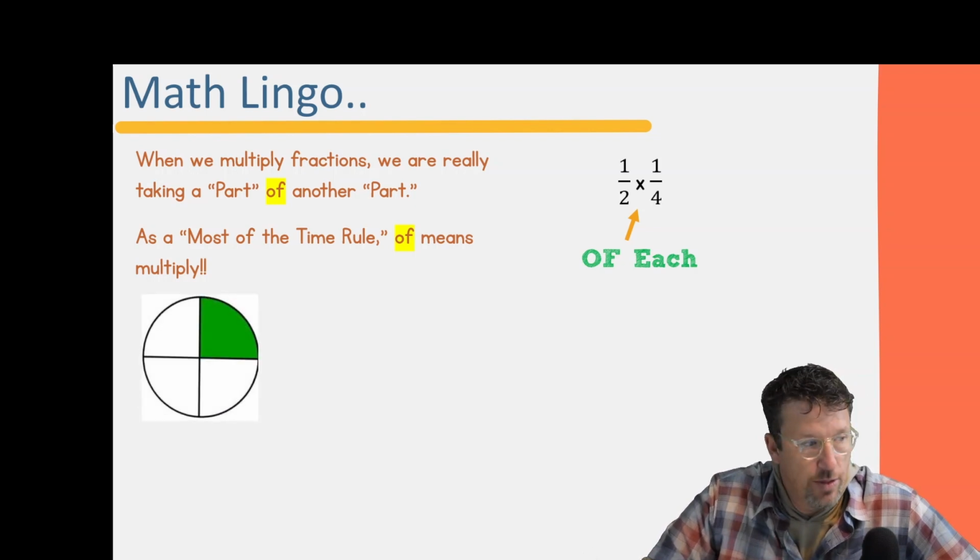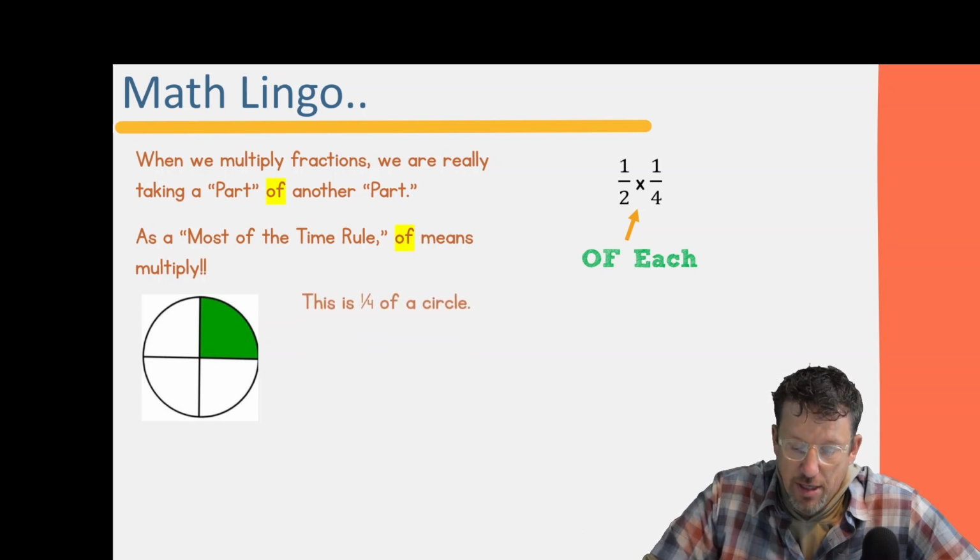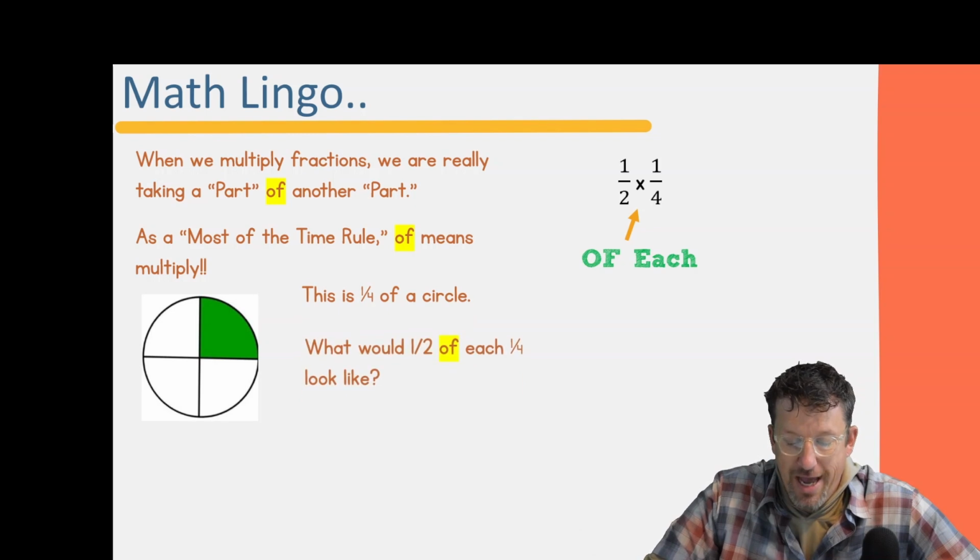So take a look at this. We have something cut into fourths. We have a pizza cut into fourths. This is 1/4 of a circle, okay? What would 1/2 of each of those 1/4 look like? So this pizza or this circle's cut into fourths, and so now I've cut it into eighths, okay? Or I cut each one of those fourths into a half. Let's look at that again.